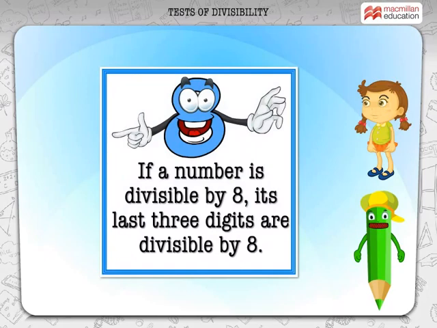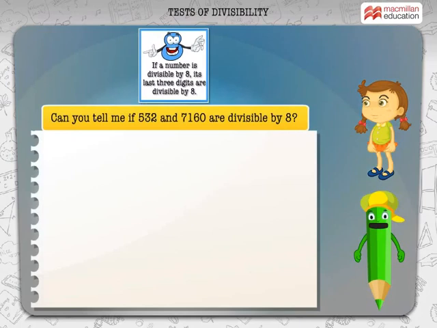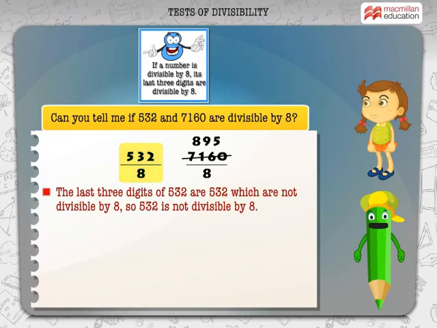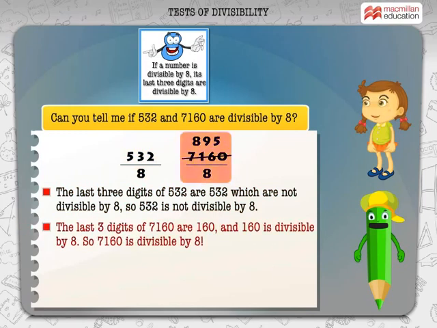If a number is divisible by 8, its last three digits are divisible by 8. Can you tell me if 532 and 7160 are divisible by 8? The last three digits of 532 are 532 which are not divisible by 8. So, 532 is not divisible by 8. The last three digits of 7160 are 160 and 160 is divisible by 8. So, 7160 is divisible by 8.